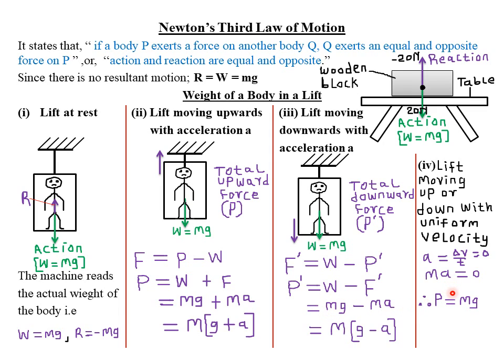The most important thing is to note the formulas. If you are talking of a lift moving upwards, then P will be m into (g plus a). If the lift is moving downward, then P, or the reading of the machine, is equal to m into (g minus a). If the lift is moving up or down with uniform or constant velocity, then P will be the weight, which is mg. If the lift is at rest, then the machine will read the weight of the person, or the reaction of the person, which is mg.